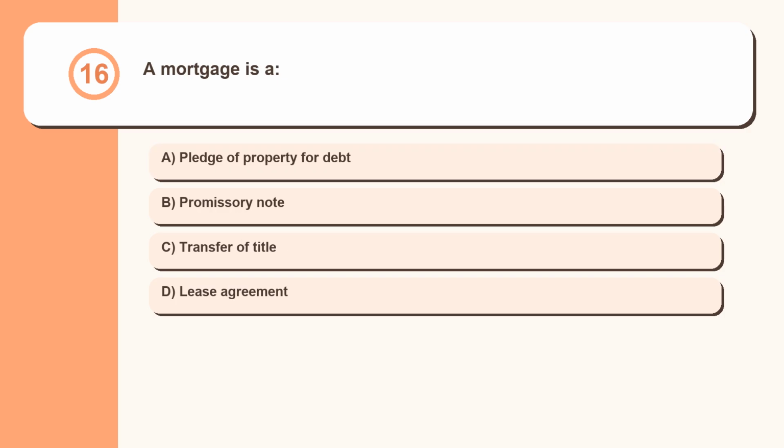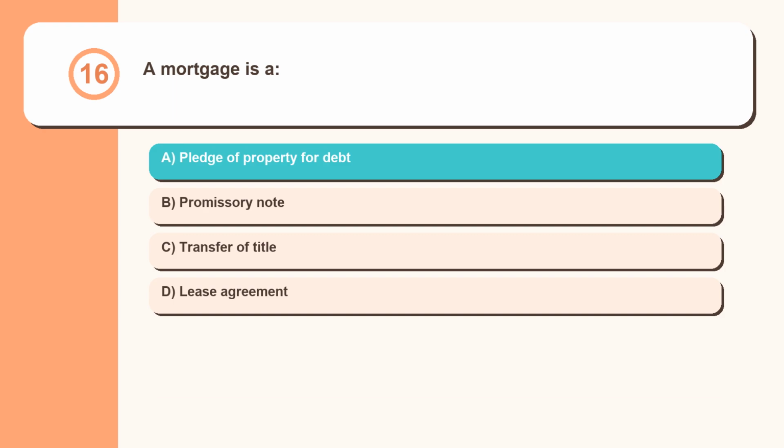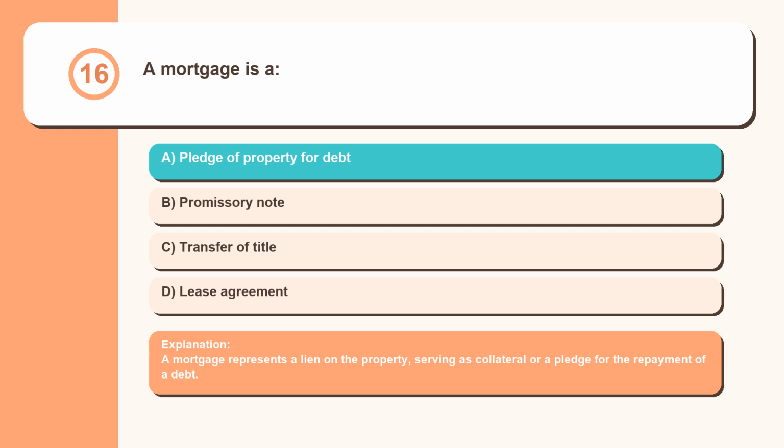Question 16. A mortgage is a pledge of property for debt, promissory note, transfer of title, lease agreement. A mortgage represents a lien on the property, serving as collateral or a pledge for the repayment of a debt.